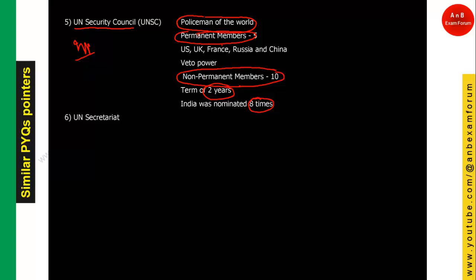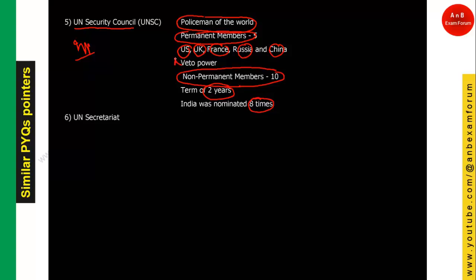Let's see what the permanent members are. All the powerful, developed countries like US, UK, France, Russia, and China are the permanent members of the UNSC. And what is so special about these permanent members?